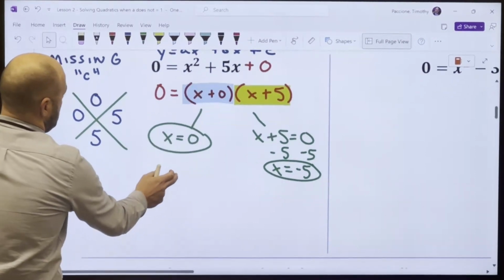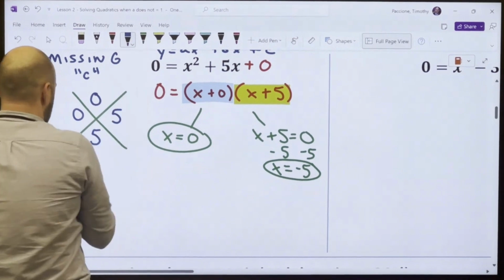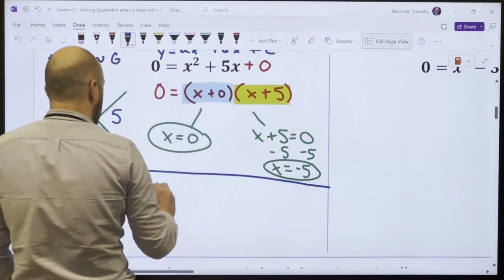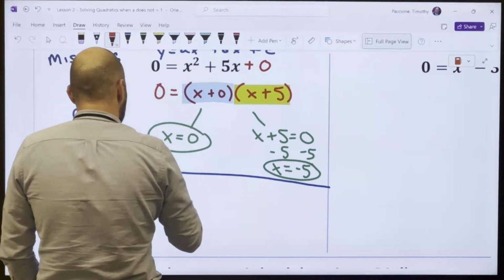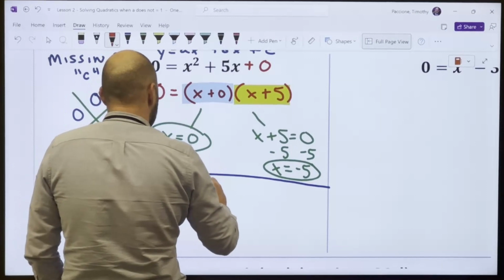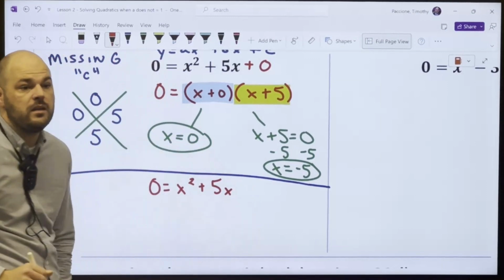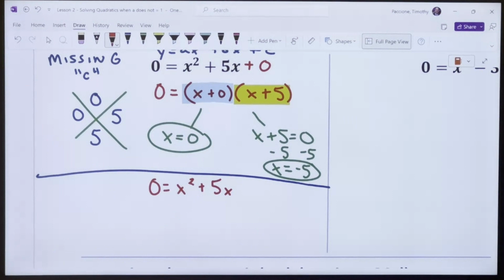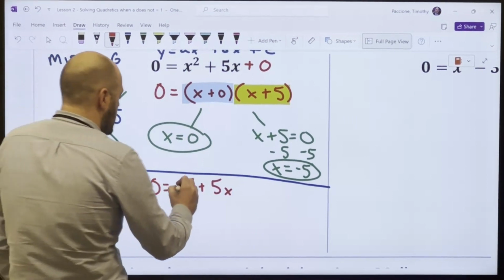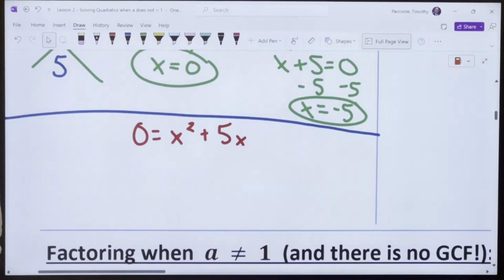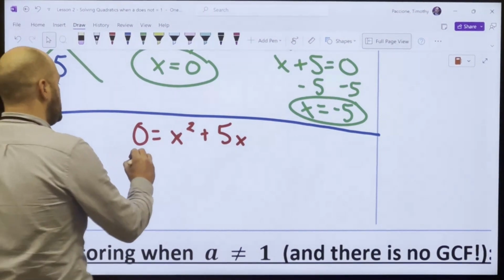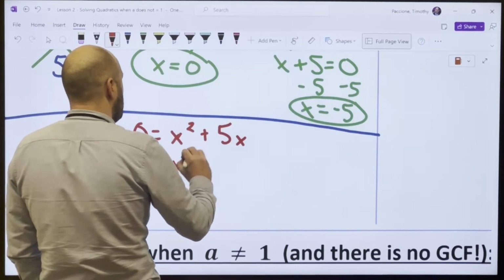Now, there's another way you could have done this problem. You could have said, well, if I have 0 equals x squared plus 5x, right? Then what do I know goes into both x squared and 5x? Like, what goes into x squared but also goes into 5x? What's the GCF here? X. You could GCF x here, right? So you could say 0 equals x parentheses.